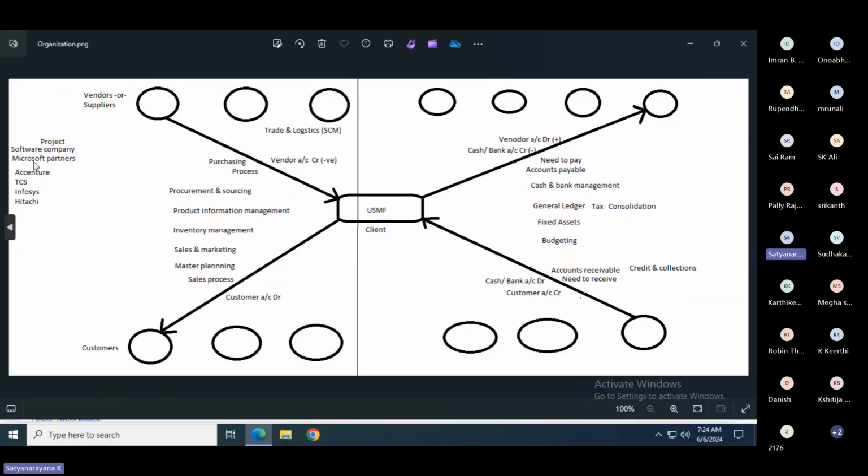So a software company will use the word client. For you, it is called project. But for learning purpose, this is your company. Simply, you need to imagine you are purchasing mobiles and you are selling mobiles. You are purchasing washing machines, you are selling washing machines. You are purchasing furniture, you are selling furniture. Anything you need to imagine.